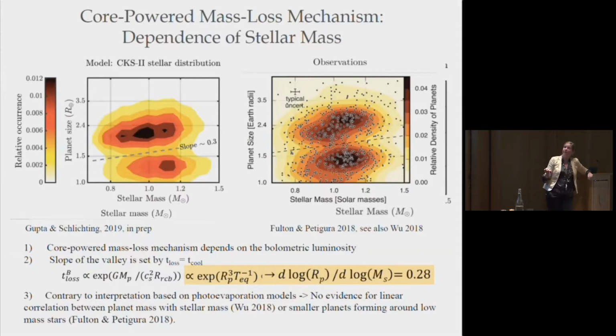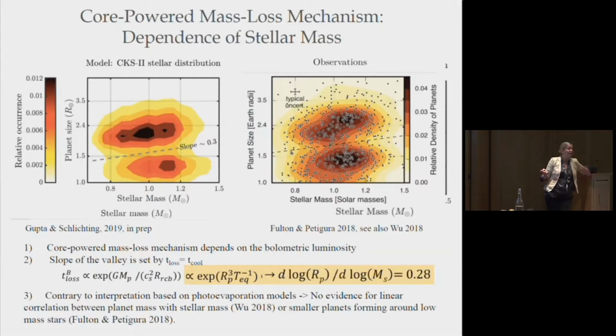So this means, because of the mass-luminosity relationship of stars, which is well measured in studies, more massive stars have higher luminosities. We find in the core-powered mass loss scenario that this radius valley moves to larger planet sizes as a function of stellar mass. And we can even measure the slope. And this actually is in quite nice agreement with observations.